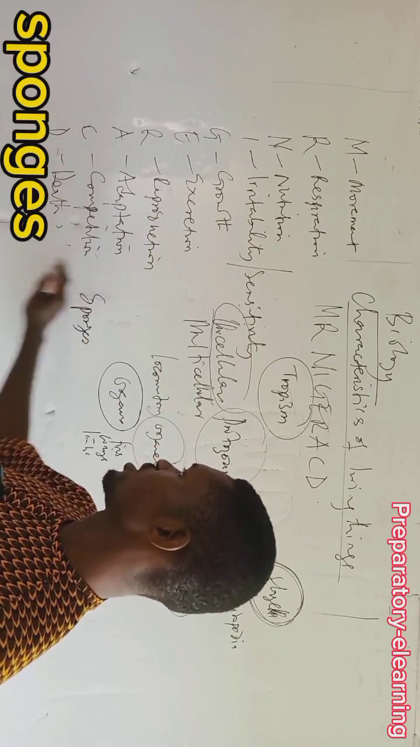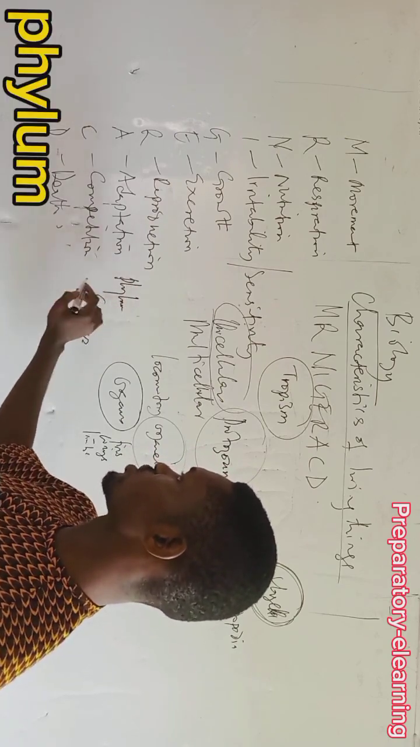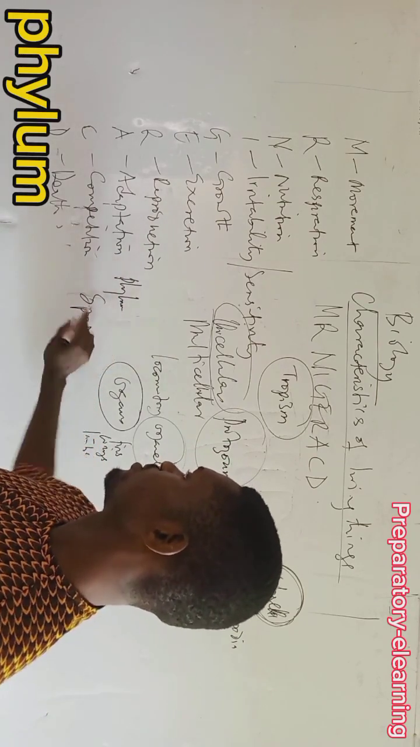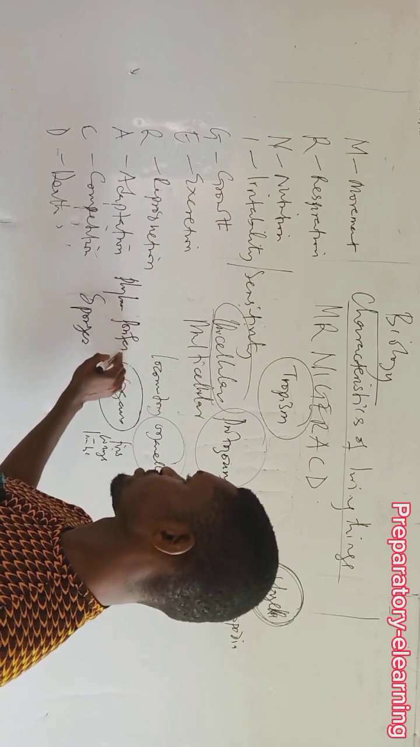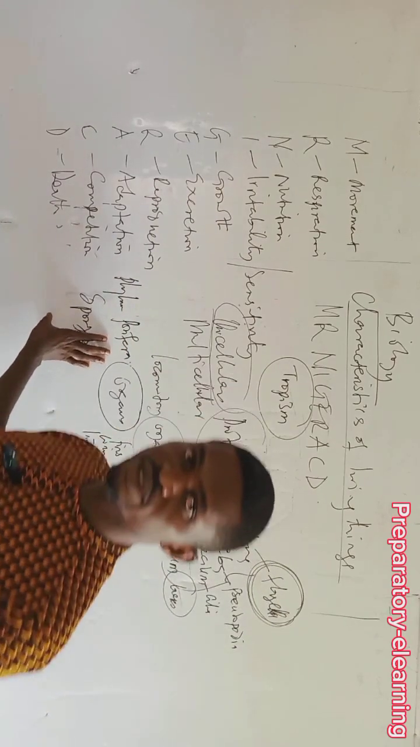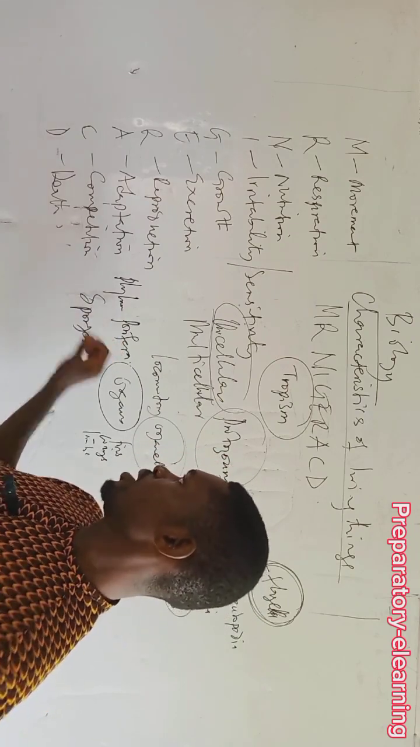The sponges. Those organisms that belong to phylum Porifera. We are going straight into classification after this topic. Phylum Porifera. These are all aquatic organisms. The aquatic organisms, they live in water, that's what I mean.